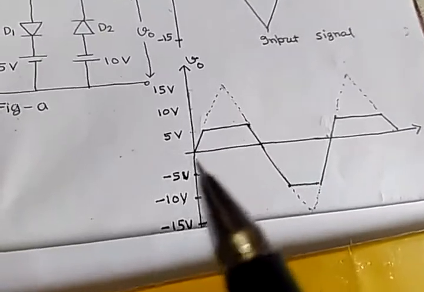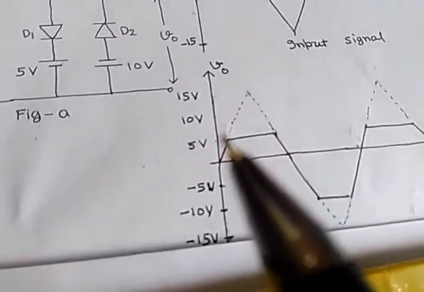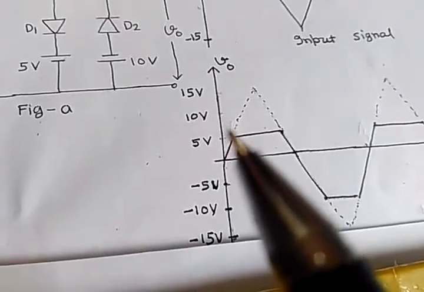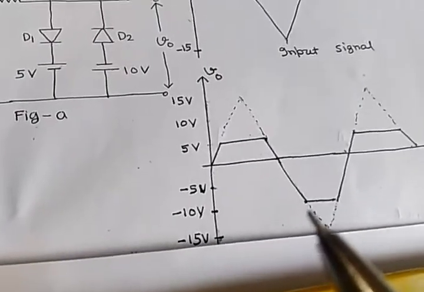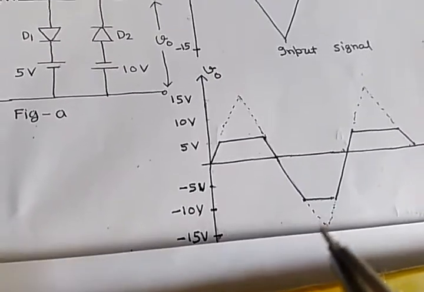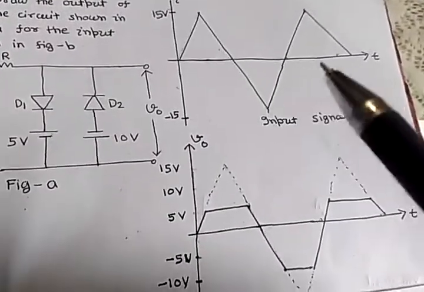In this way, this circuit can remove the input signal in the positive half cycle which is greater than 5 volt, and in the negative half cycle which is more negative than minus 10 volt. So this circuit provides the waveform shown in this figure for the input shown here in this figure.